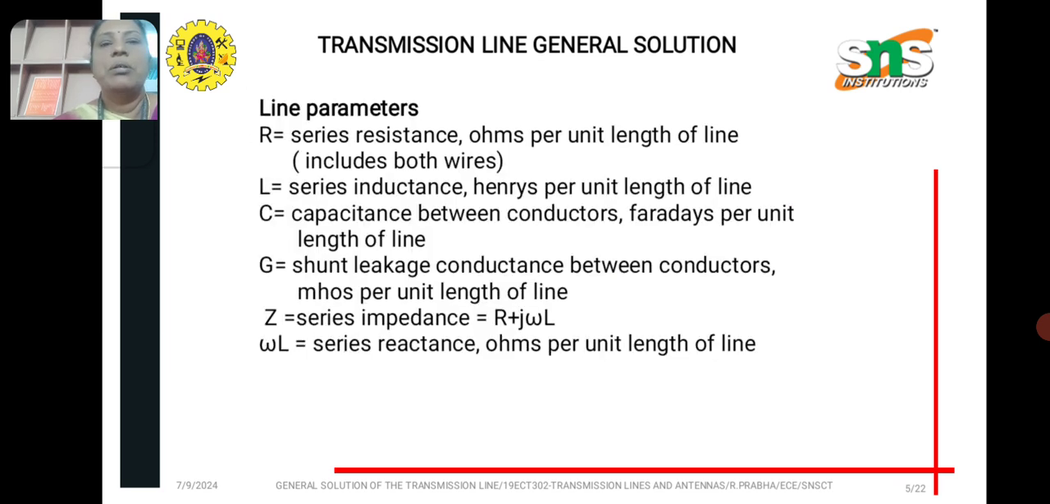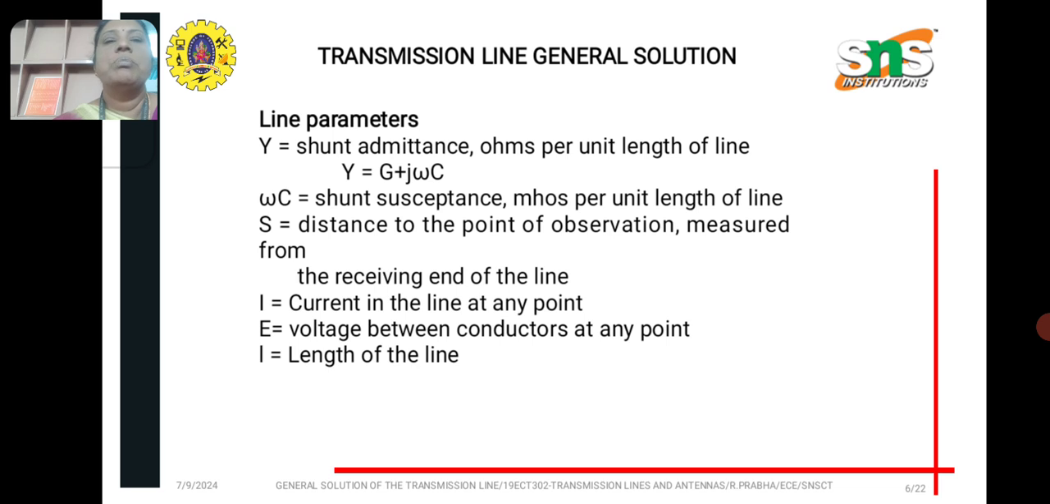So we know the line parameters we discussed in the previous video. R is the series resistance, L is the series inductance, C is the capacitance between conductors, and G is the shunt leakage conductance. Z is the series impedance, omega L is the series reactance, and Y is the shunt admittance. S is the distance to the point of observation measured from the receiving end of the transmission line, omega C is the shunt susceptance, I is the current in the line at any point, E is the voltage between the conductors at any point, and L is the length of the line.